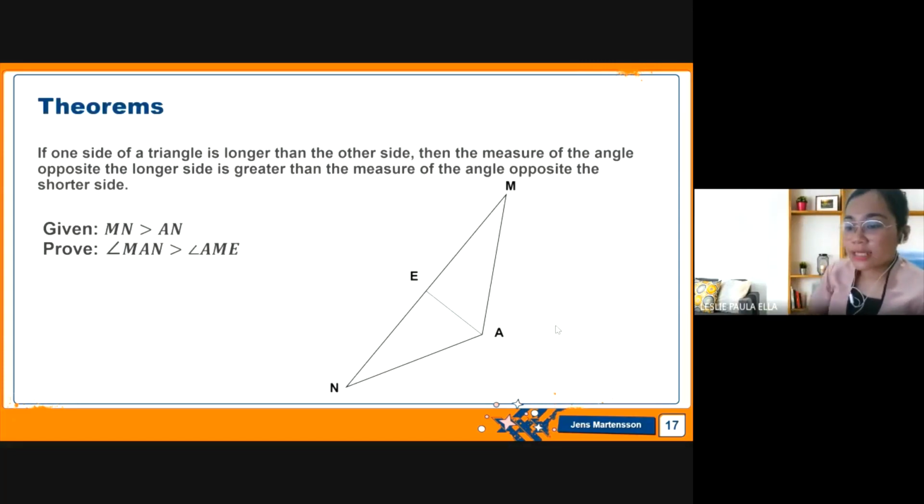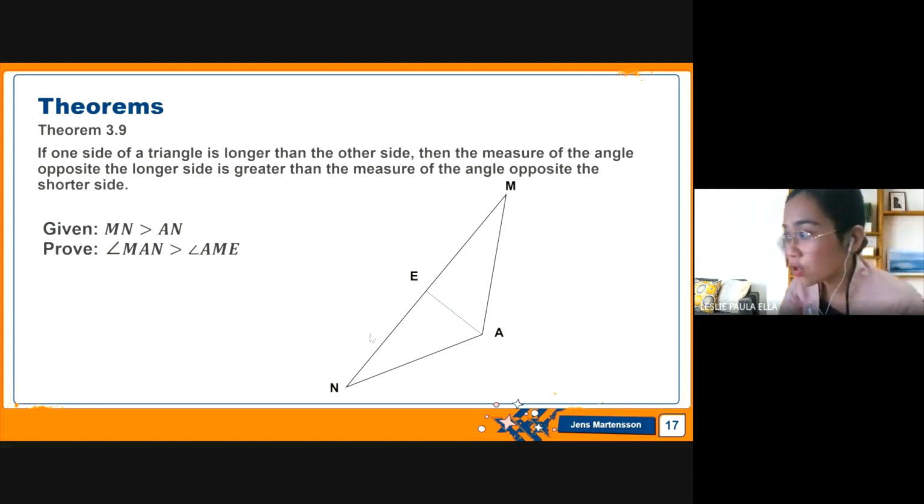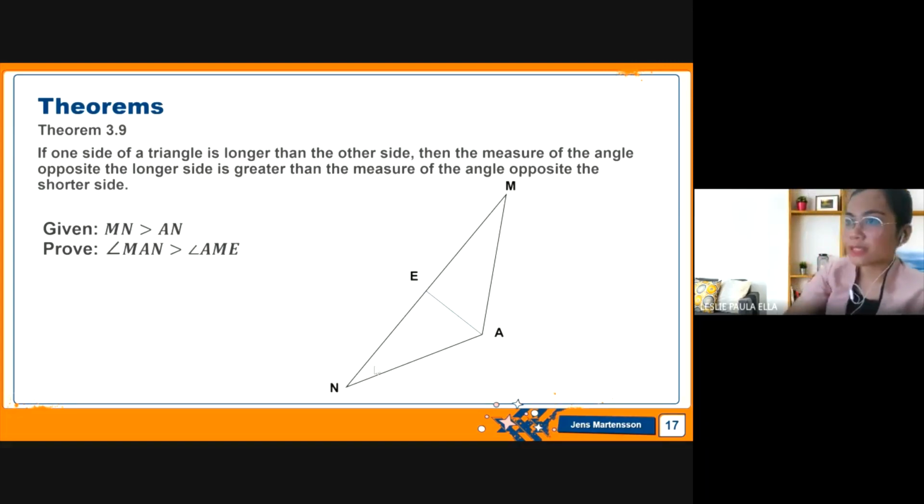Next, we have here theorem 3.9, and it says that if one side of a triangle is longer than the other side, which side is longer? We have line MN that is said to be longer than line AN. So how did that happen? We have to prove that angle MAN is greater than angle AME.